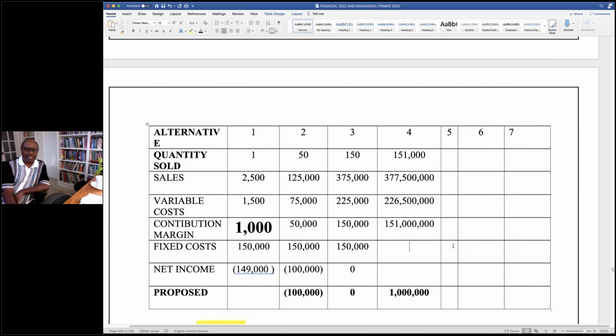Now I got to subtract 150,000. Oh yeah, my calculator did 100.